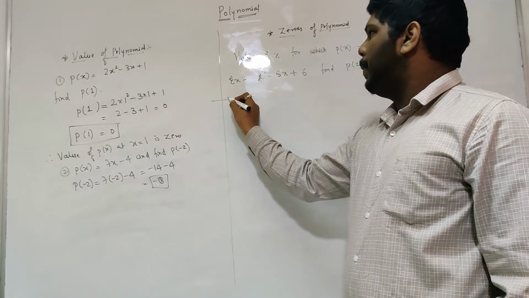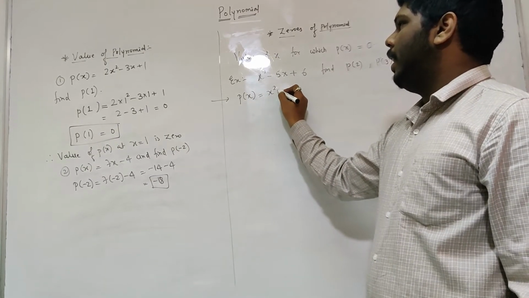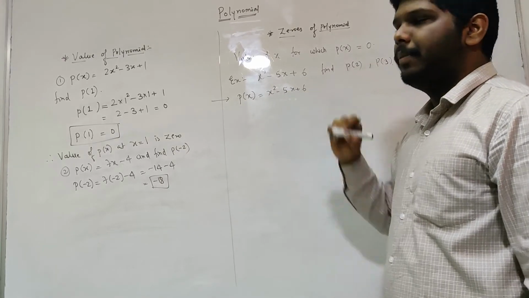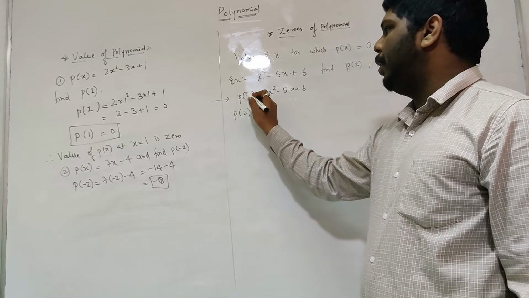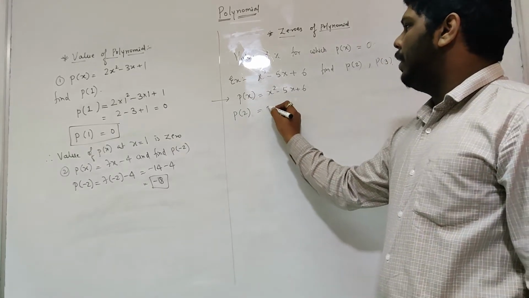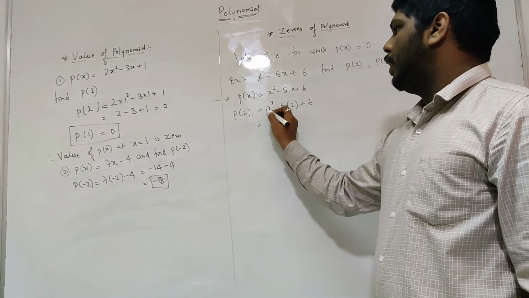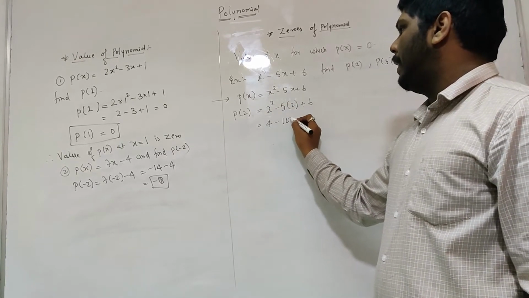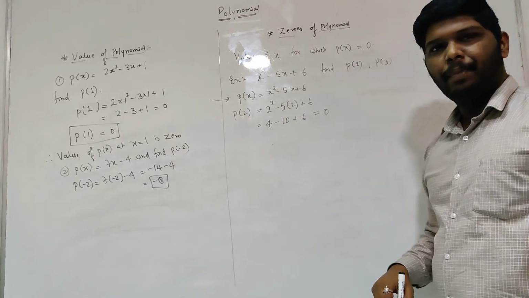So if I say find p of 2, what will I do first? I will call the given polynomial p of x, x square minus 5x plus 6. And now if I ask you what is p of 2, you will say, sir, substitute x by 2 everywhere. This will give you 2 square minus 5 into 2 plus 6. So what is 2 square? 4. 4 minus 10 plus 6, and 4 minus 10 plus 6 will be equal to 0.